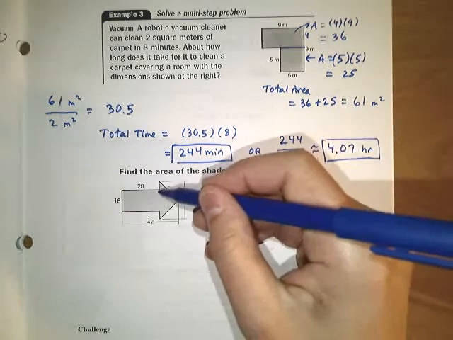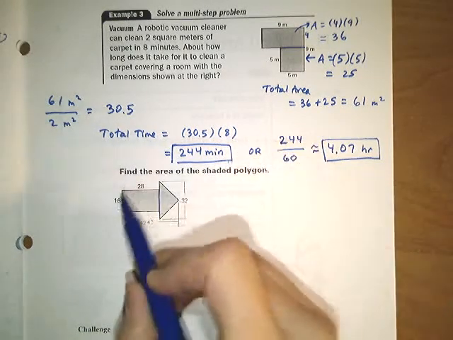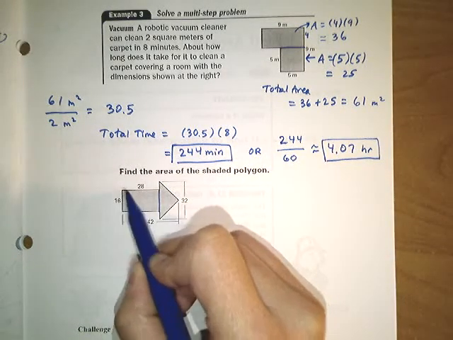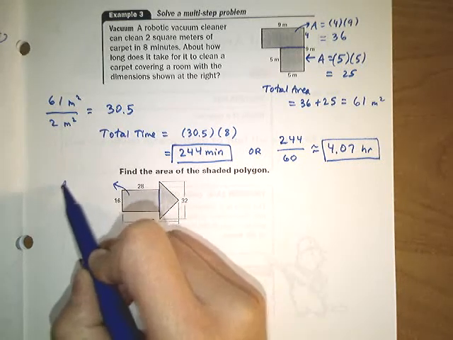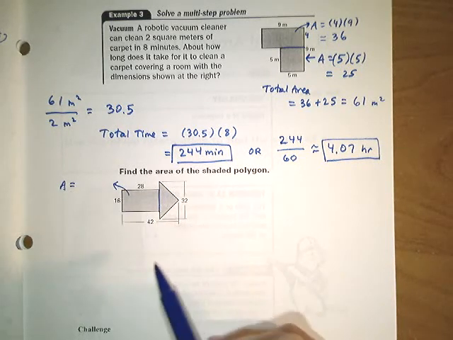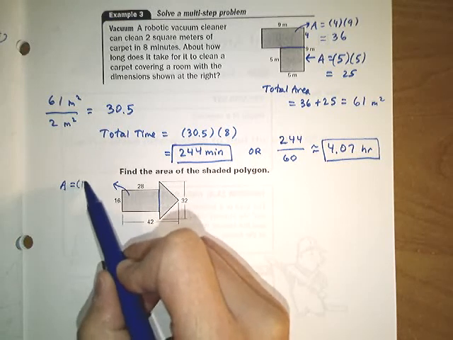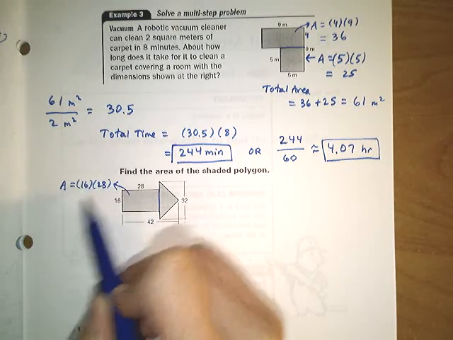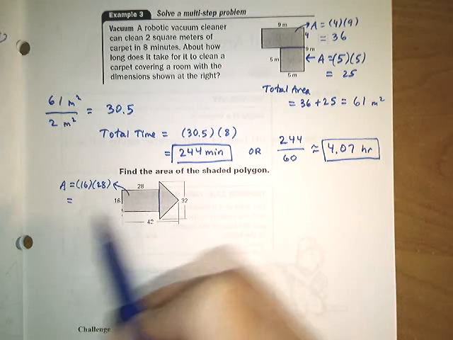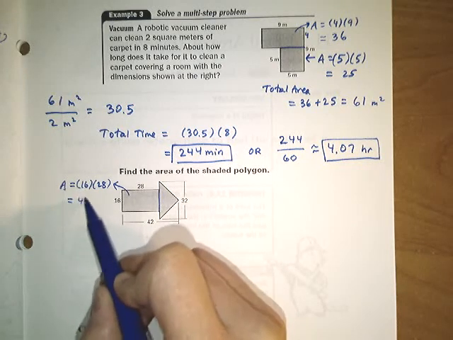What I see is I see a rectangle right here. The area of that is pretty easy to find because it's just length times width. So that would be 16 times 28. So the area of this part is 448.